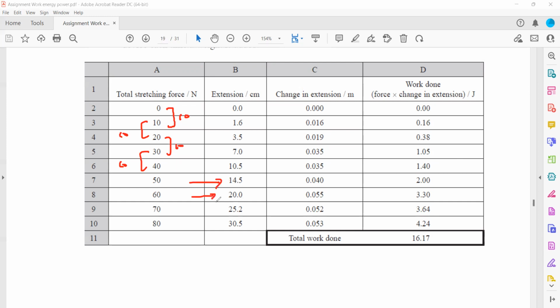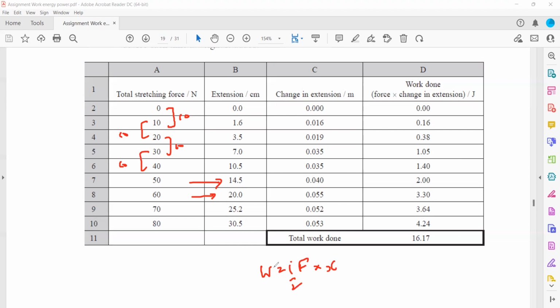But at 60 it shows 20, but maybe at 58 or at 55 it is also 20, because we are changing the load too much, we are changing the force too much, so we are not getting numbers in between. So the work done, which is a product of force into distance, in this case will be half force into extension or force into compression.